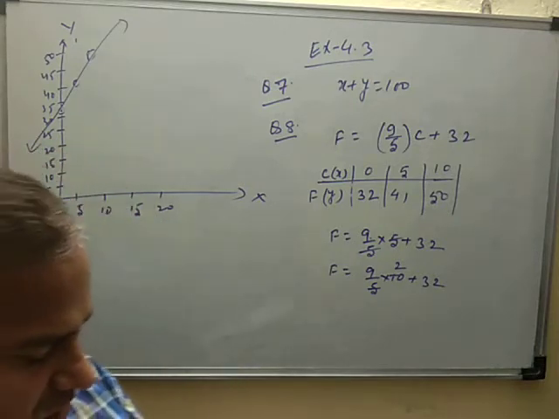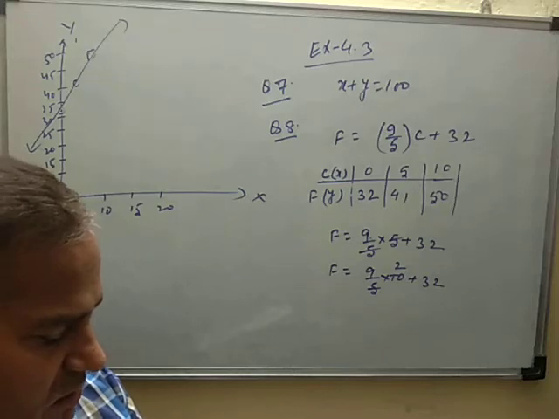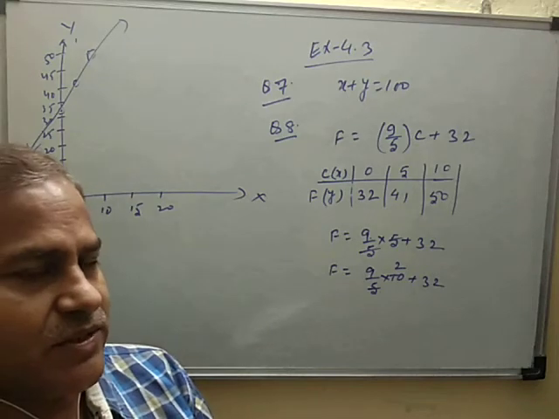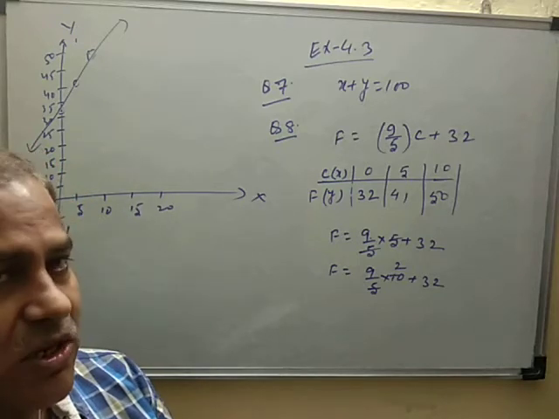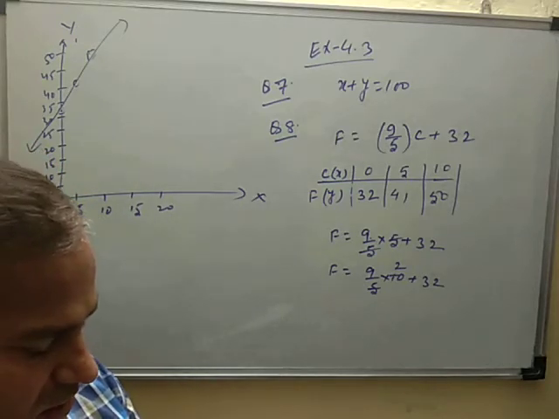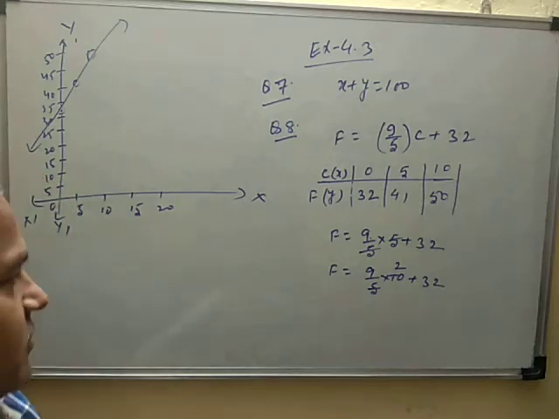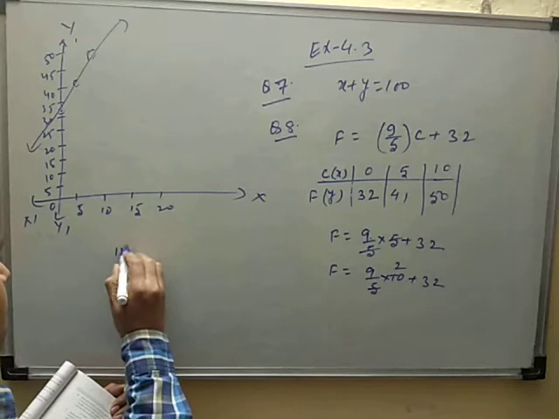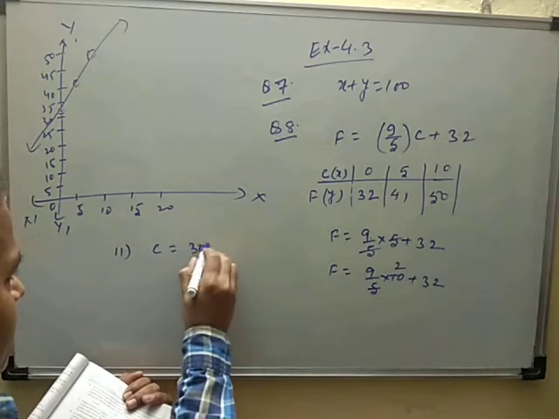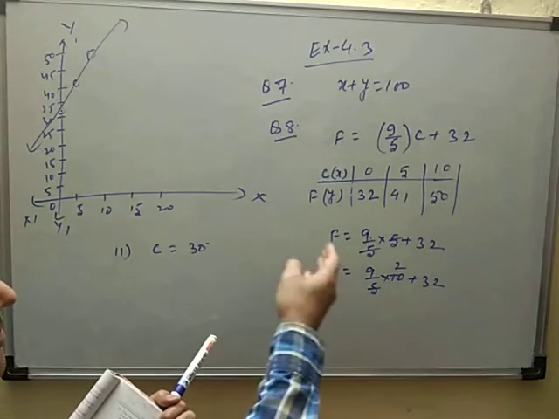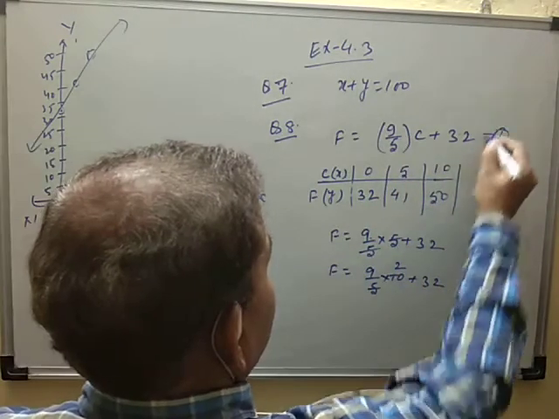Now the second point is, if the temperature is 30 degrees Celsius, that is the value of C is given as 30, what is the temperature in Fahrenheit, that is find F. So for the second part, C is given as 30 degrees, now find F. So put here C, suppose this equation is first.